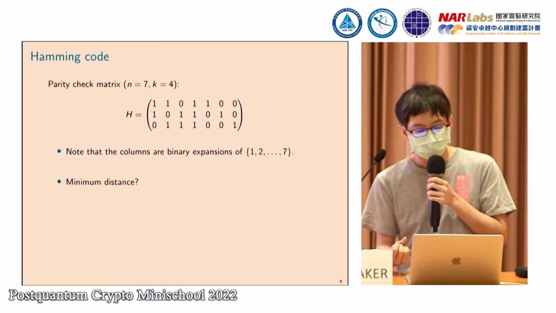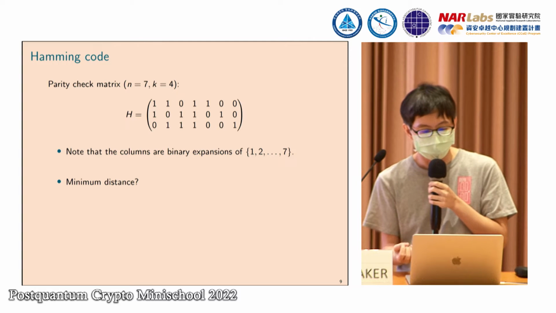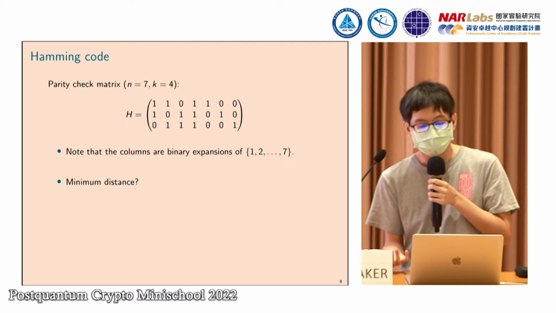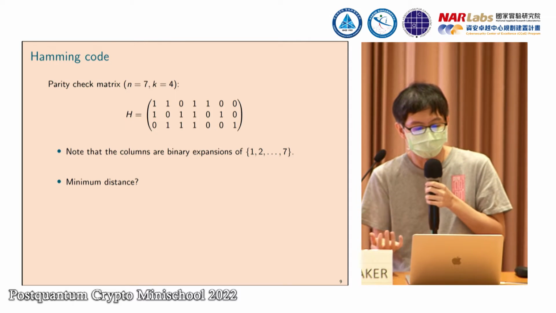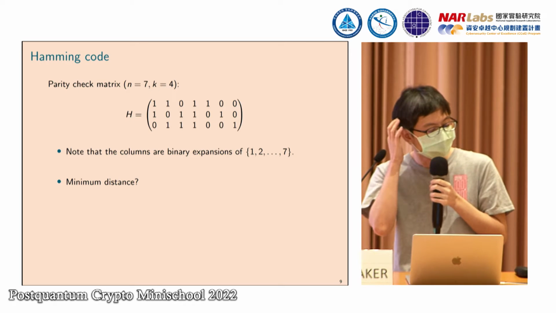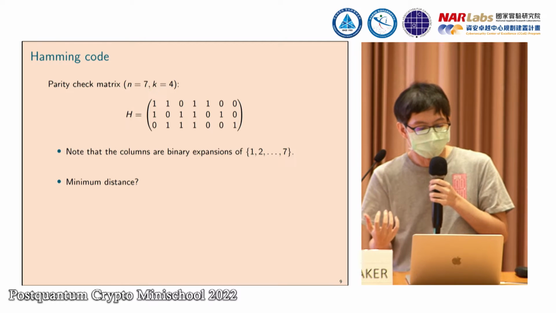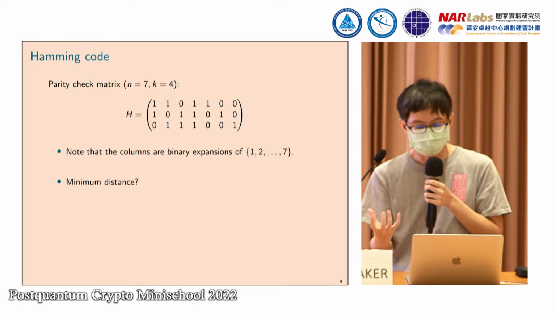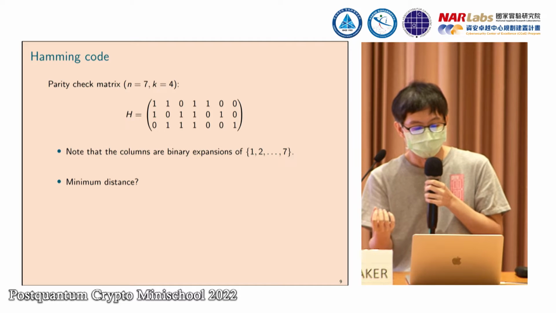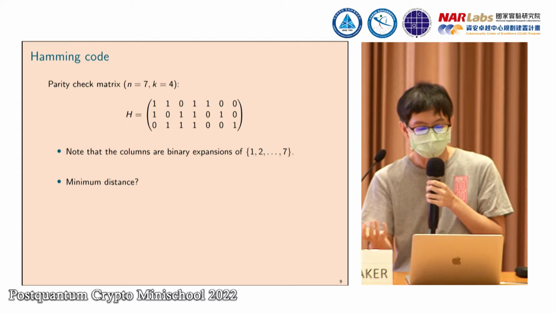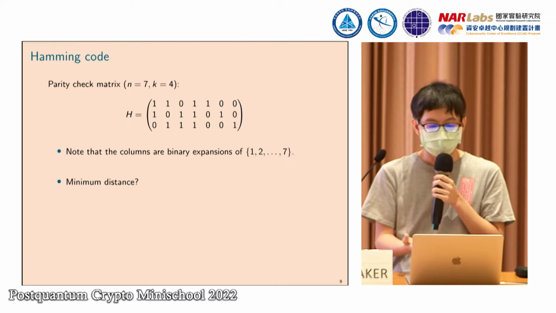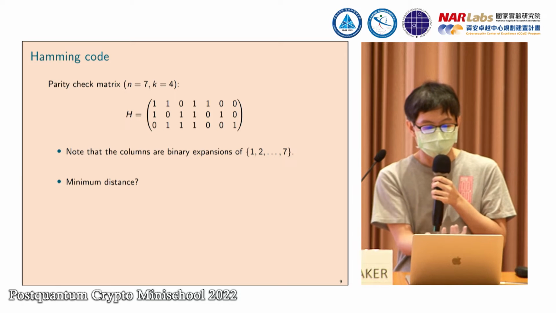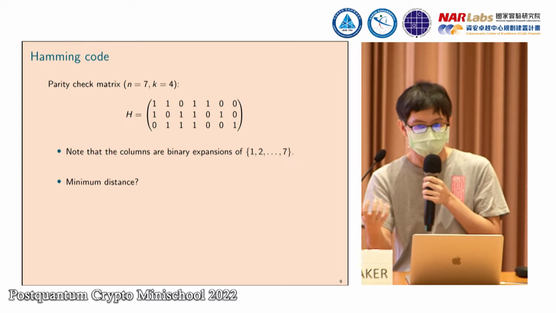Now, if I ask you what's the minimum distance of this code, maybe you can start to think about how we can really find this minimum distance. What's the definition of minimum distance? Well, it's the minimum Hamming weight of any code word in the code. And you also know that if you have a code word and you multiply with H on the left, you will get 0.